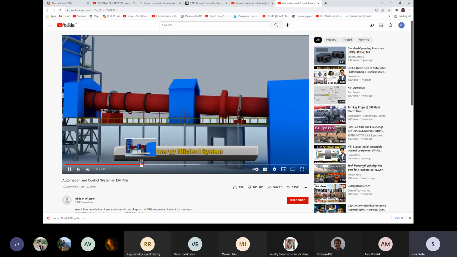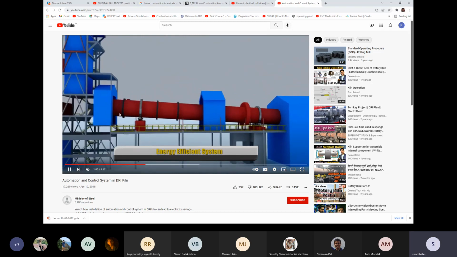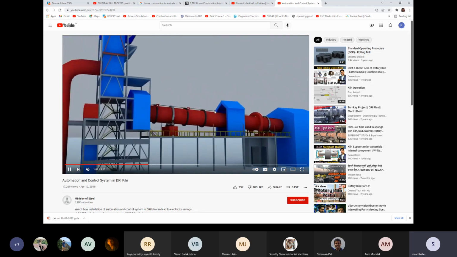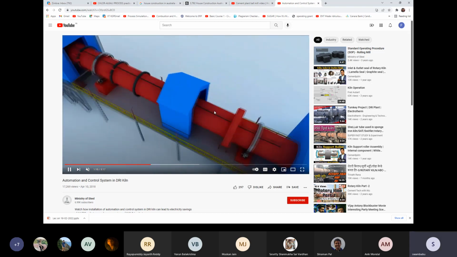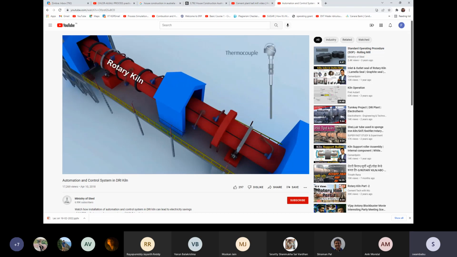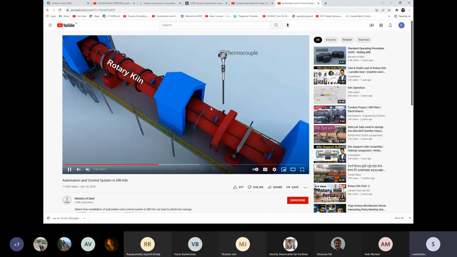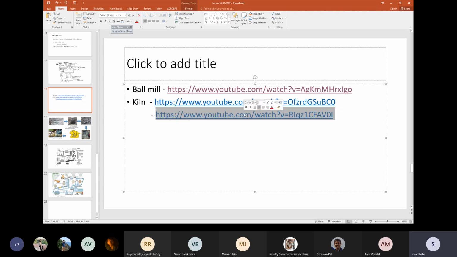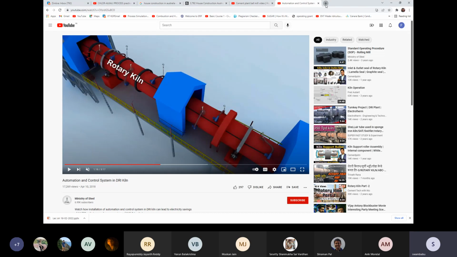You can see here how it rotates continuously, and the intermediate blowers are placed to introduce the air at different levels. Shell air fans, and we have thermocouples, that is one. And here it gives a glimpse of burning of the fuel, so I thought to show you.